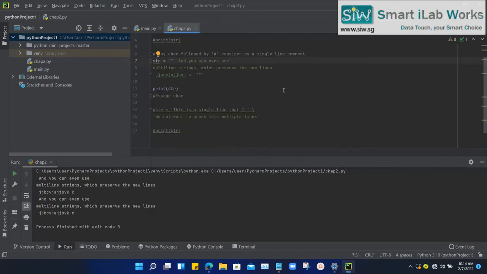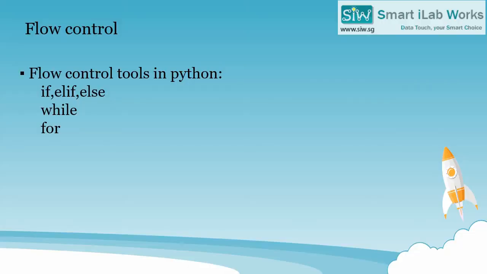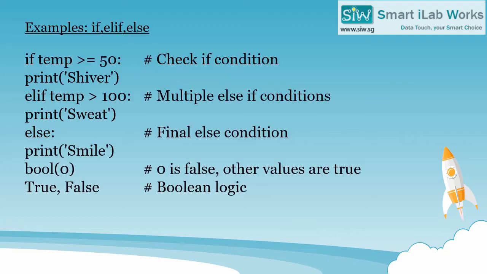Right. Next, we are going to see how to control our program. There are a lot of ways to control a program, but here we are going to see three: if, elif, else; while loop; and for loop. This is how we are going to control our program. These are all conditions, right? We need some condition to execute, right?